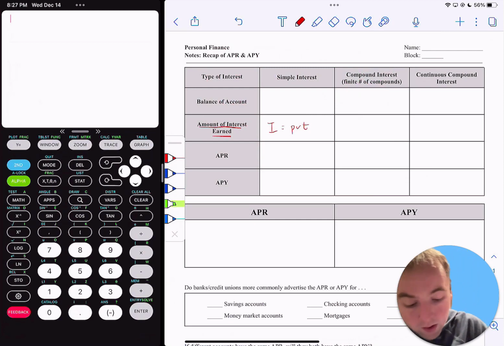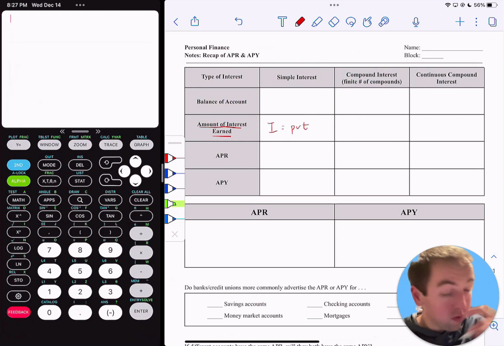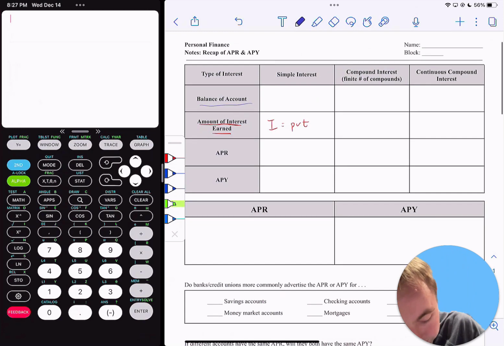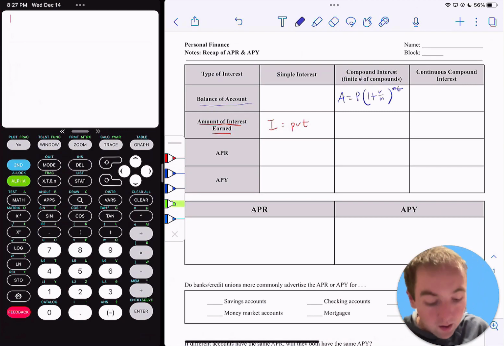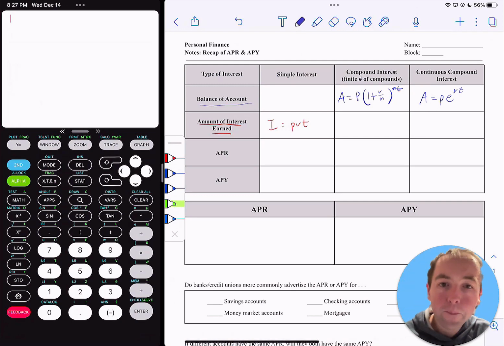Whereas when we think about compound interest, whether it's a finite number of compounds or if it's compounded continuously, usually those formulas are actually giving you the account balance, so how much is actually in the account. So for compound interest, if it's compounded a countable number of times, that formula is the principal times the quantity of 1 plus r over n, to the nt. And if it's continuous compound interest, the amount is equal to your principal times e to the rt power, right?